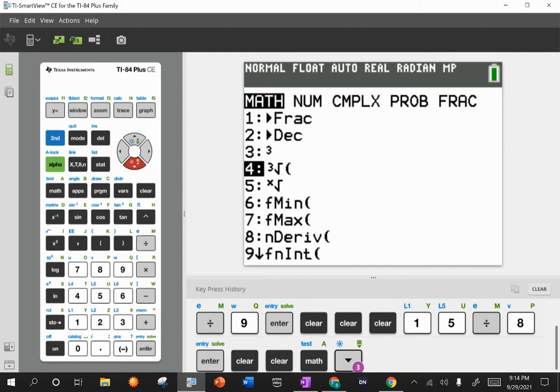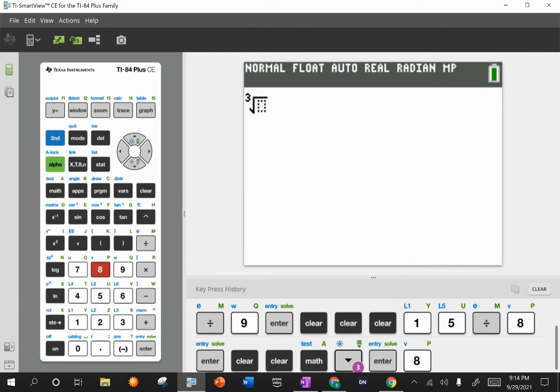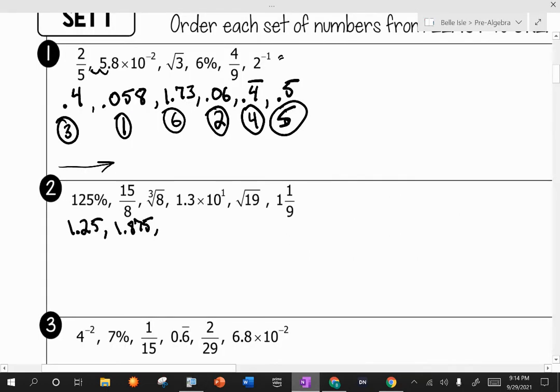I have a cube root function on mine. I'll punch in 8 and it'll give you 2. 2 times 2 times 2 equals 8. So that one will be 2. Then you have 1.3 times 10 to the first. So we're going to move the decimal one place to the right, which will give us 13.